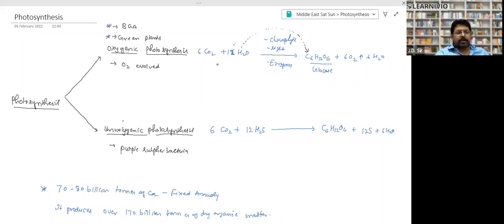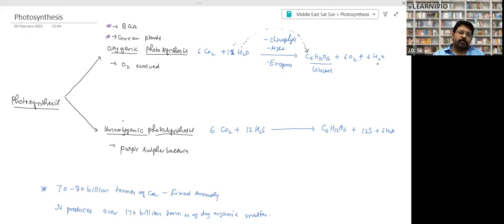What happens in oxygenic photosynthesis? Look, 6 CO2 plus 12 molecules of water. Now, in the presence of light and chlorophyll, and in the presence of enzymes, formation of glucose takes place. Then oxygen is evolved, and water formation also takes place.